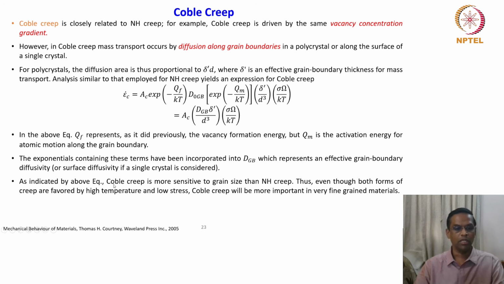As indicated by the above equation, Coble creep is more sensitive to grain size than Nabarro-Herring creep. How are we saying this? You can see that there is a d cubed term here, right? So it is very important for fine-grained material. Thus, even though both forms of creep are favored by high temperature and low stress, Coble creep will be more important in very fine-grained material. So this is a very perceptible observation. The creep rate is inversely proportional to d cubed, so that means it is very much dependent on the grain size.